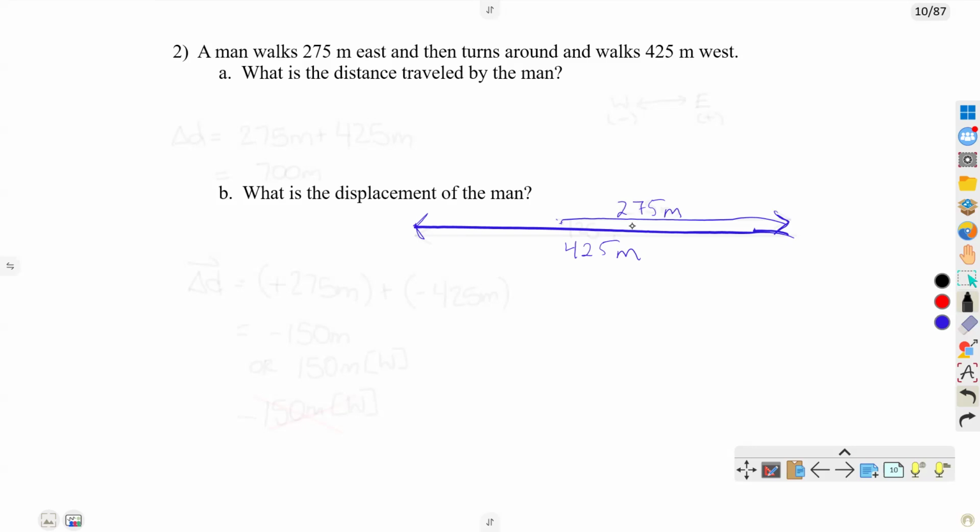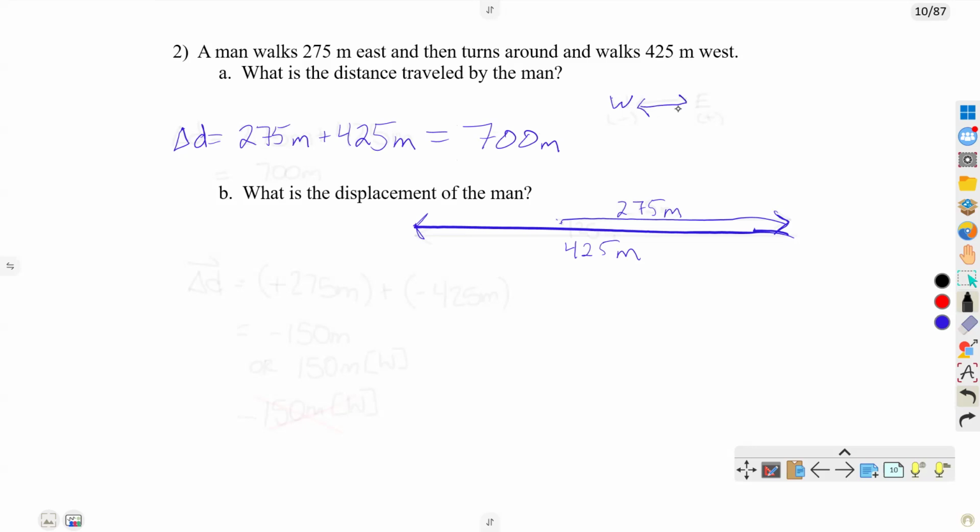Now, how do we find the distance? Well, the distance traveled, the change in distance, is simply going to be 275 meters plus 425 meters. That is going to give us a grand total of 700 meters. No plus or minus, no direction. Basically, if he had a pedometer and he was tracking how far he moved, he would move a total of 700 meters.